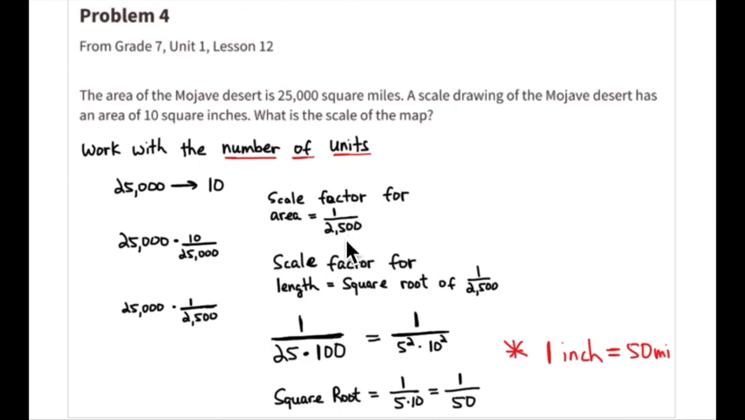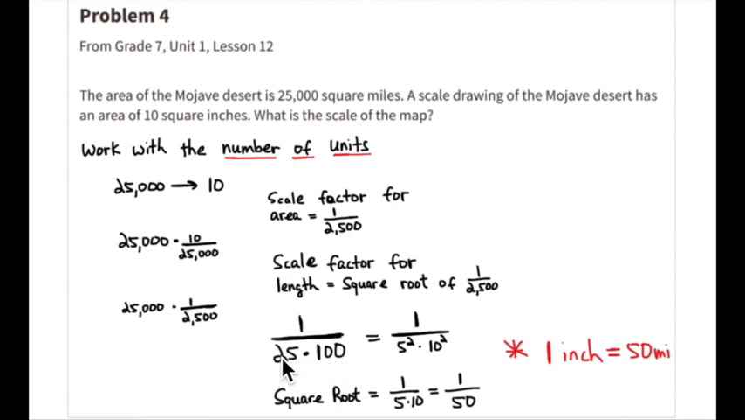So what's the scale factor for the length then? Well, that has to be the square root of the scale factor for the area. So what's the square root of 1 over 2,500? Now they pick this number for a reason, because you can kind of figure that out just by looking at the numbers. So write 2,500 as 25 times 100. And you can figure out what the square root of 25 is and what the square root of 100 is.